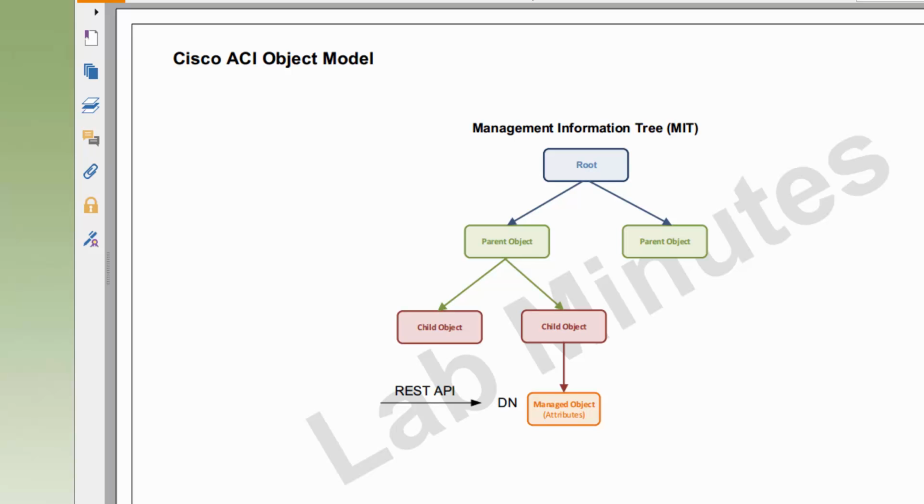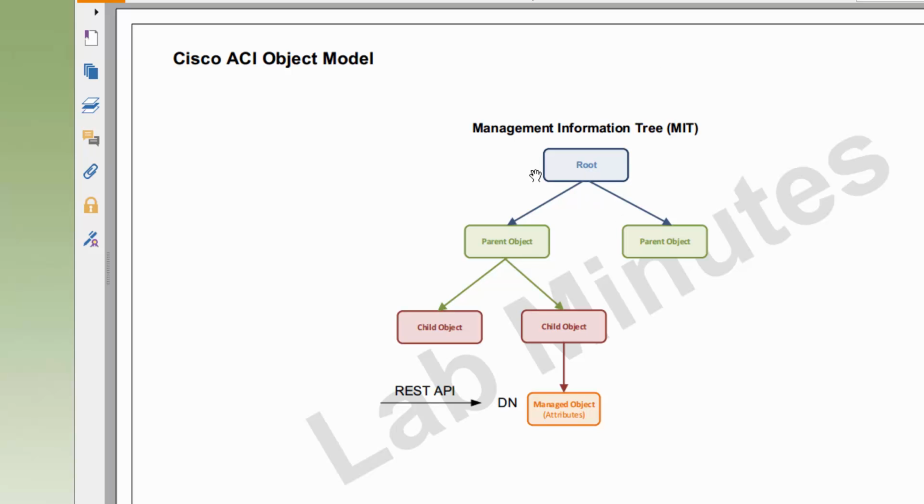If you wonder how ACI is actually configured underneath, this is how it is done. There's a concept of Management Information Tree, or MIT, which represents the entire configuration and operation of ACI. It's not just the configuration, it also represents fault monitoring, statistics, and everything else that you will see on the APIC web interface.